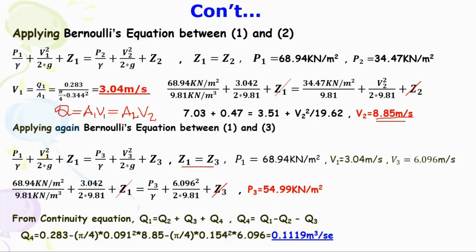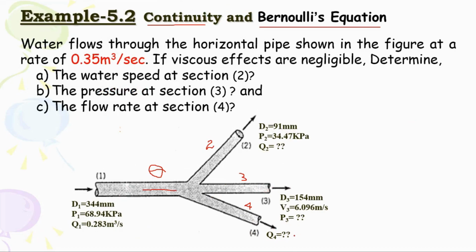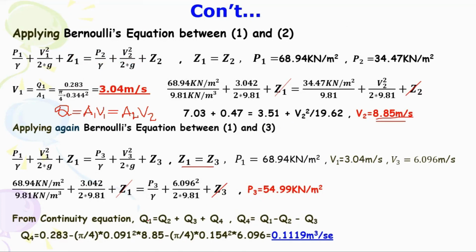You have this equation. Then finally, to compute the discharge passing through this section, you can use summation. Total Q1, which is at pipe 1, will be the sum of pipes 2, 3, and 4. So from here, once you have Q1, then you can subtract Q2 and Q3 to get Q4. So once you subtract, then you can find this one, 0.119 meter cube per second.